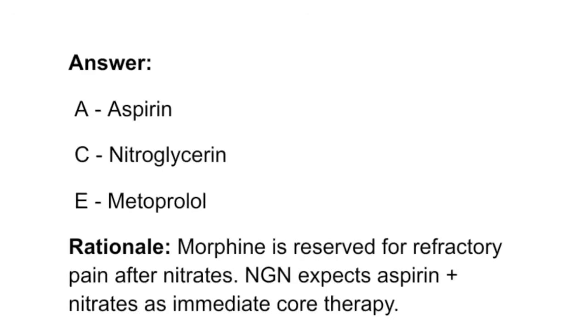Answer. A. Aspirin. C. Nitroglycerin. E. Metoprolol. Rationale. Morphine is reserved for refractory pain after nitrates. NGN expects aspirin plus nitrates as immediate core therapy.